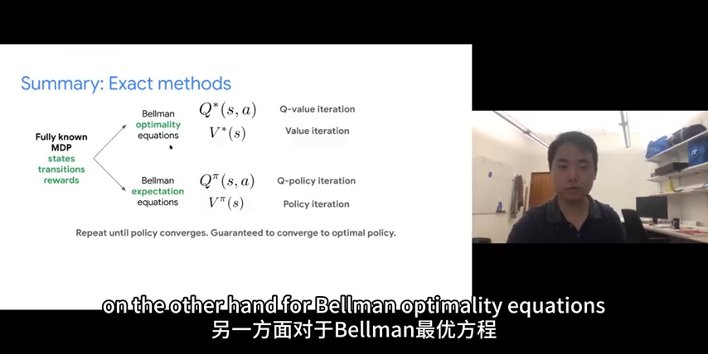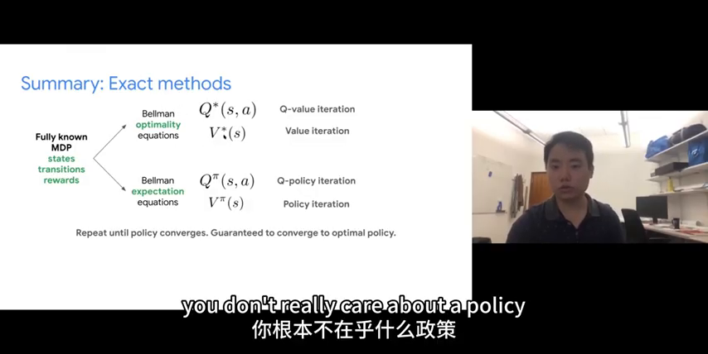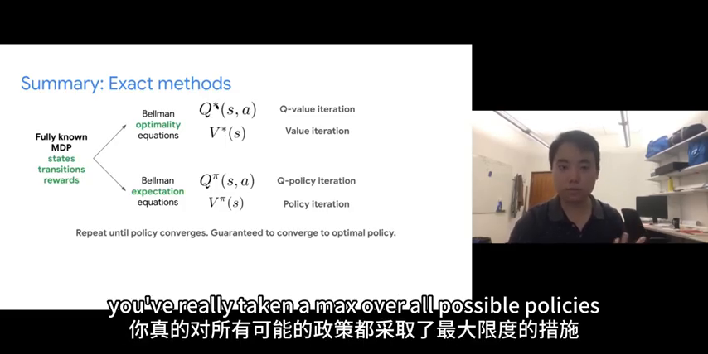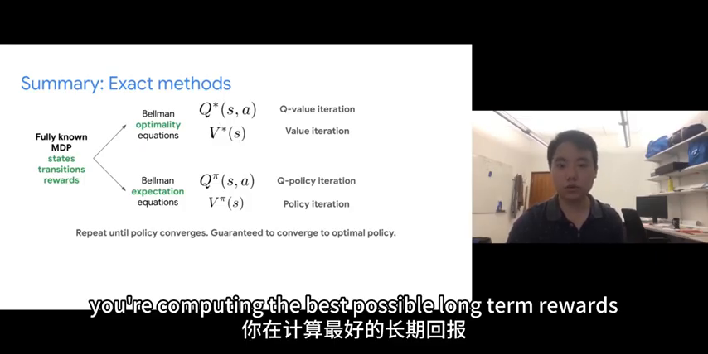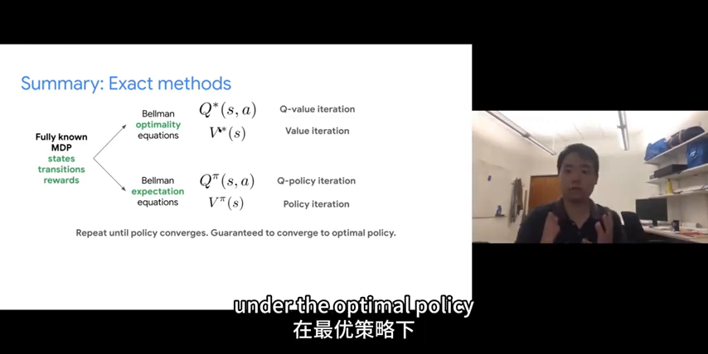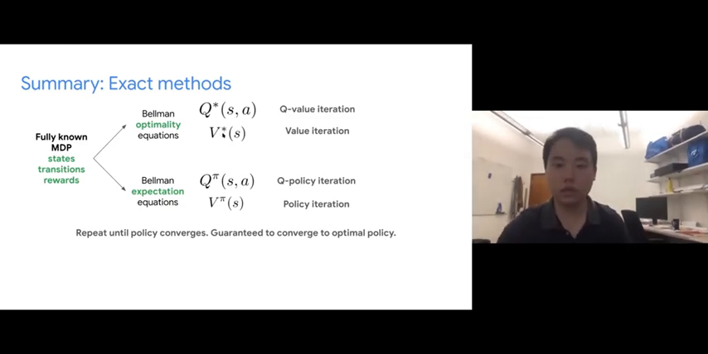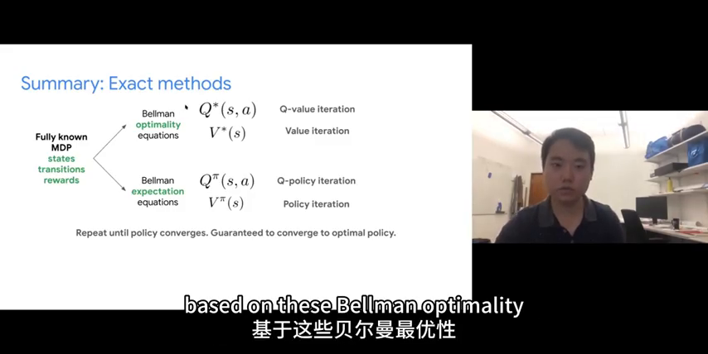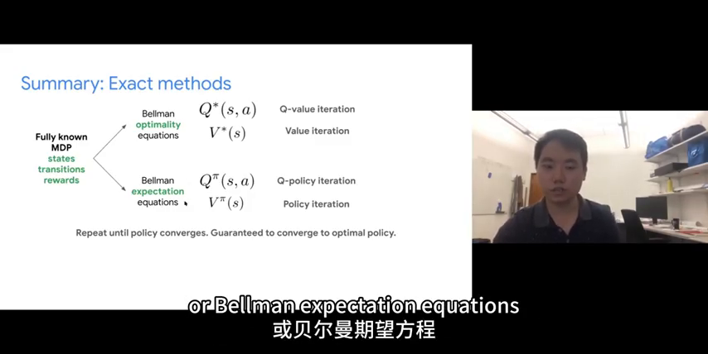On the other hand, for Bellman optimality equations, you don't really care about a policy. You've already taken a max over all possible policies. So just given a state, you're computing the best possible long-term rewards under the optimal policy. So for these values of interest, we've derived the equations based on these Bellman optimality or Bellman expectation equations.